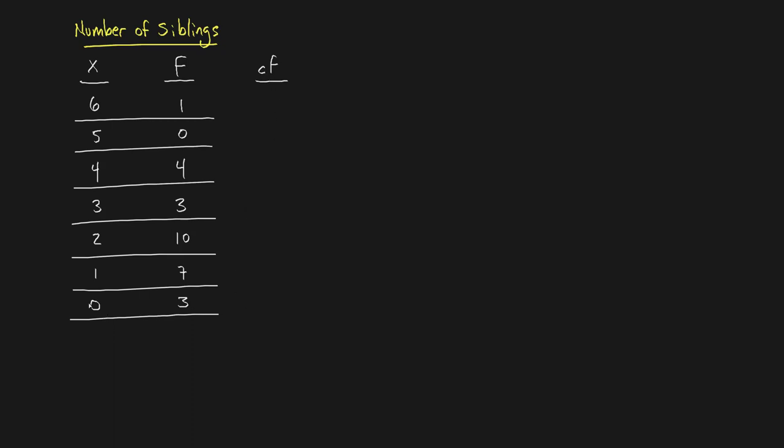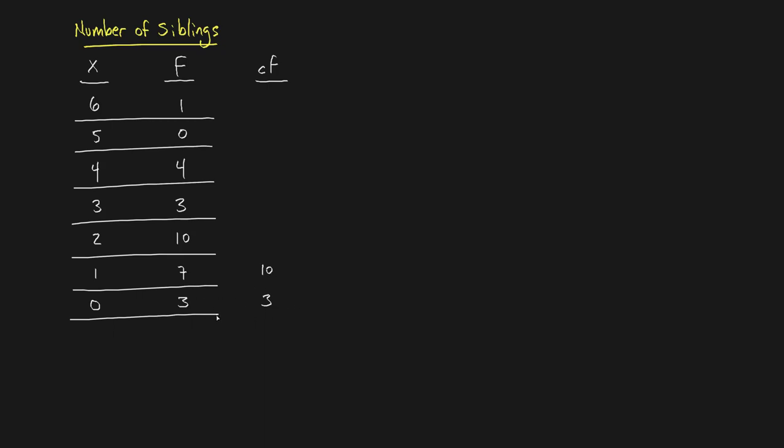So down here where people said that they had the lowest amount, 0 siblings, I have a frequency of 3. So far I have accumulated 3, which means that 3 people have a 0 or less. When I get to my next category, some people had 1 sibling. In fact, 7 people reported that they have 1 sibling. So what is my accumulated frequency up to this point? Well, I had 3 already. Now I'm going to add in these 7 people. So I have a cumulative total of 10. That's just the 3 plus the 7.